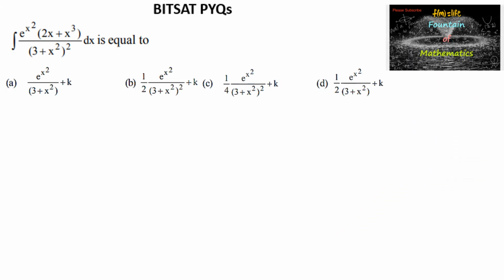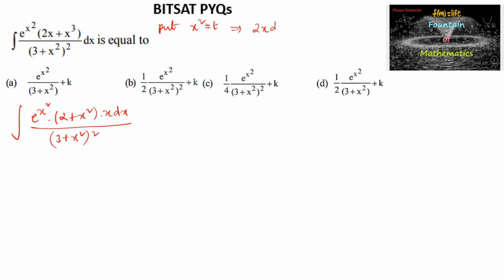Integral e to the power x square into 2x plus x power 3 upon 3 plus x square whole square dx. So we can write integral e to the power x square, taking x common, we get 2 plus x square times x dx upon 3 plus x square whole square. So let us substitute. Put x square is equal to t. On differentiating, we get 2x dx is equal to dt, or x dx is equal to 1 upon 2 dt.